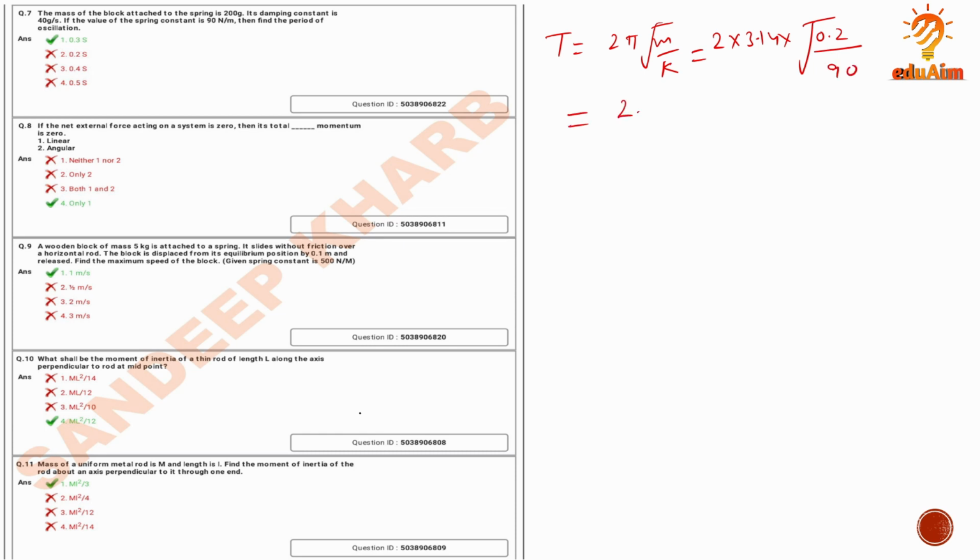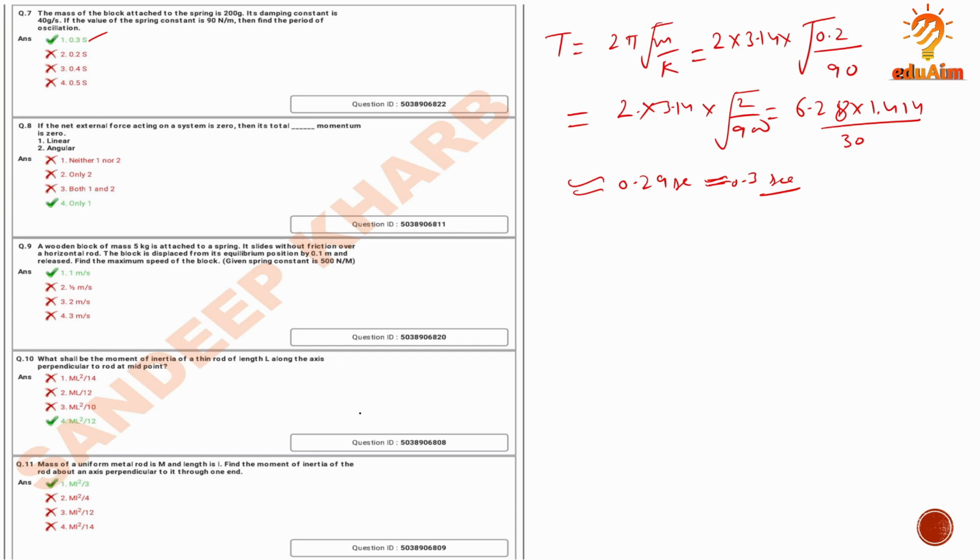From here, 2 into 3.14 into root 2 is 1.414, divided by 900. Square root of this comes out to be 30. Solving it, it comes out to be 0.29 second, approximately equal to 0.3 second.